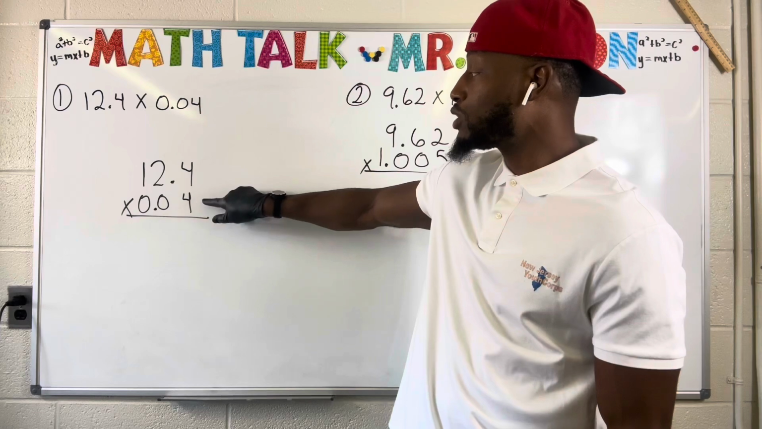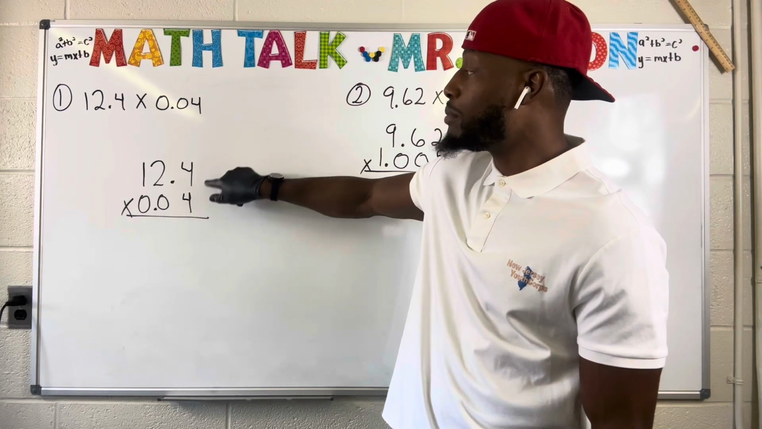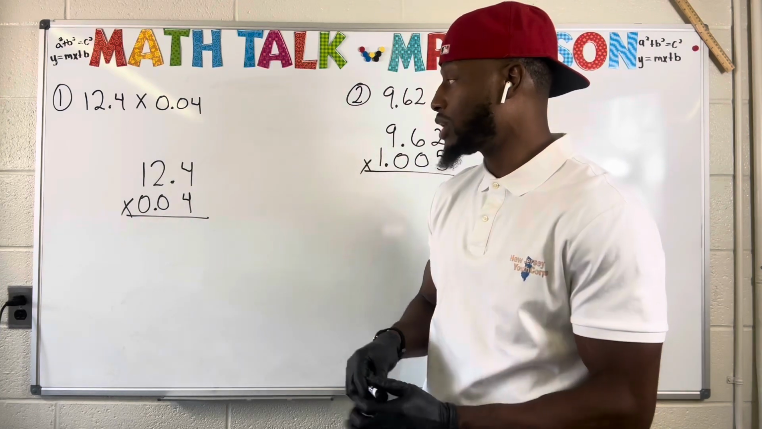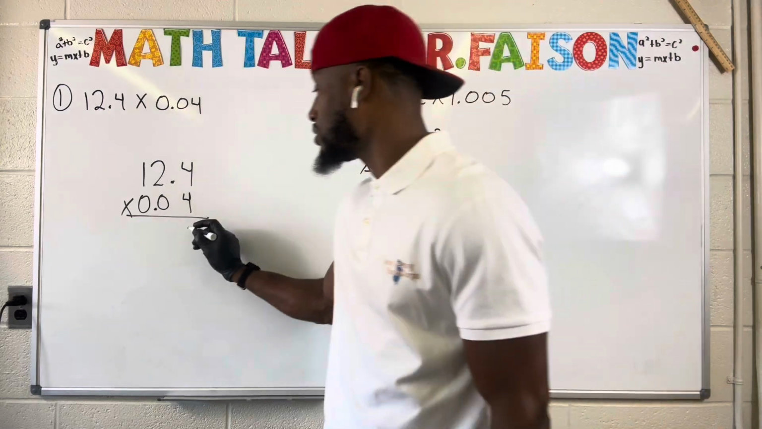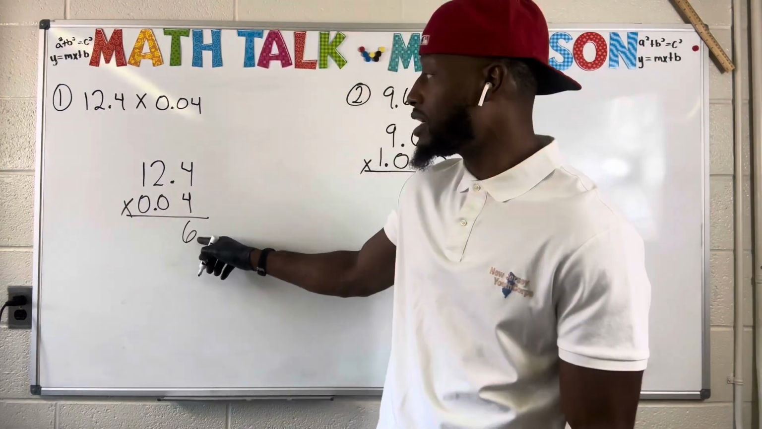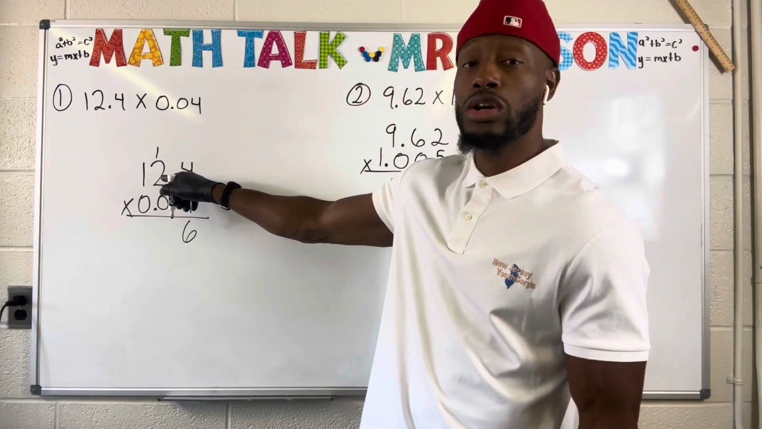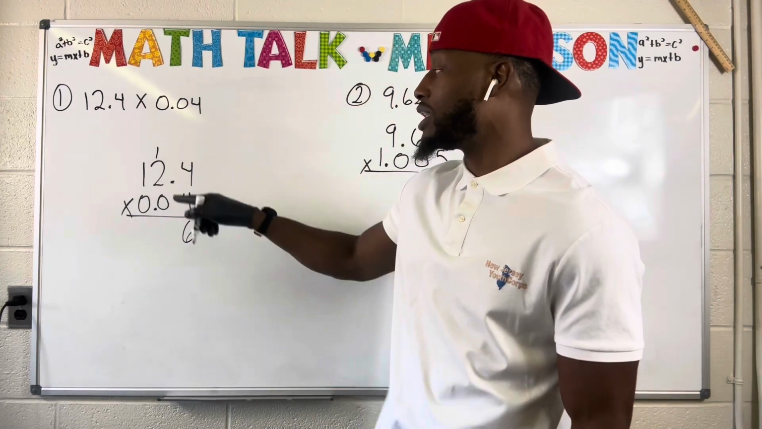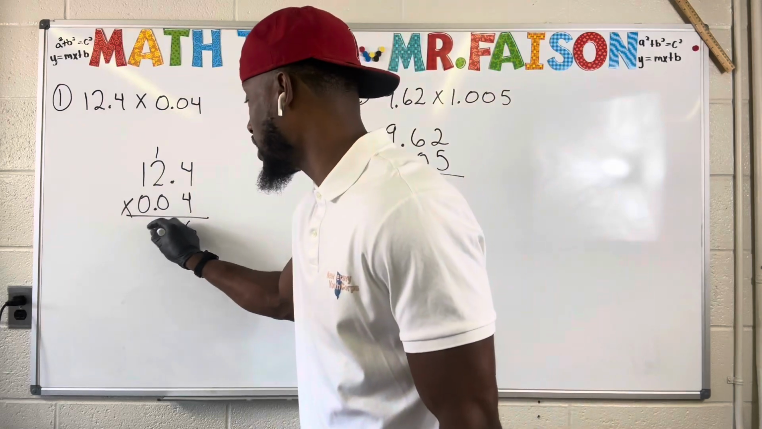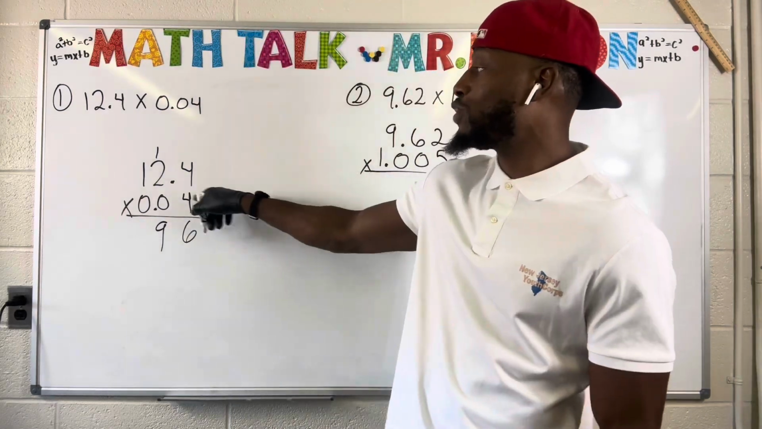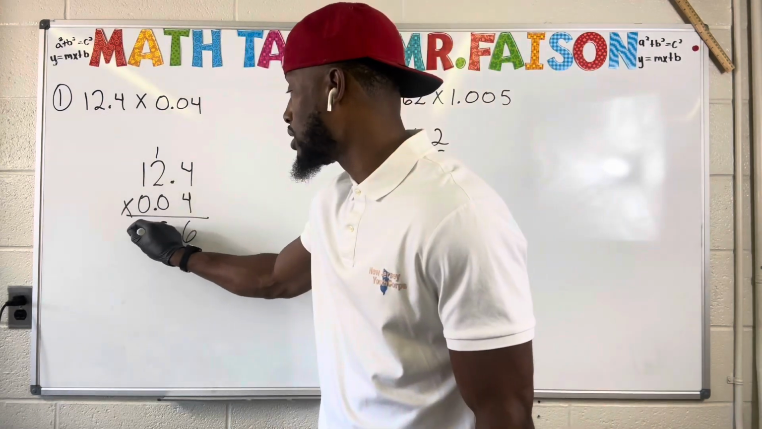All right, so first we're gonna take this 4 and multiply by everything up top. So 4 times 4 is 16. I'm gonna put that 6 right there, but I'm gonna carry the 1 up top. Now I'm gonna do 4 times 2, but we just carried the 1, so now we have to add that 1 with it. So 4 times 2 plus 1 will give me 9. Now we're gonna do 4 times 1. 4 times 1 is 4.